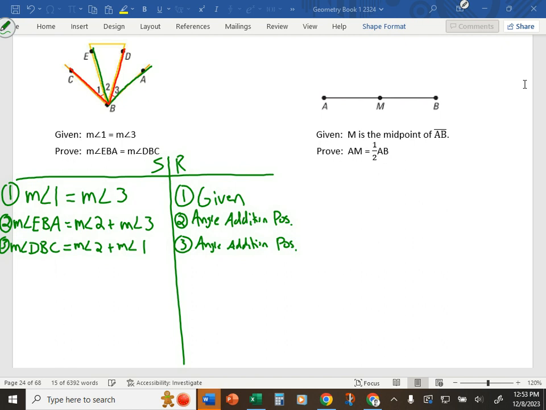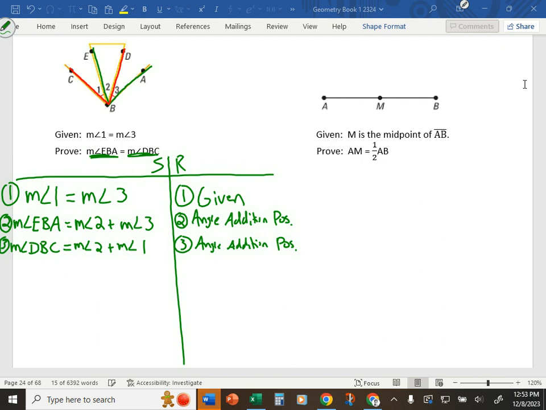Let's recap here. What we've done is we've taken our given statement, angle 1 is equal to angle 3, and then because we ultimately had to prove that EBA is equal to DBC, we've got to include them in the proof somehow. So we introduce them by saying what we know about EBA. All we know about EBA is that it's the sum of angles 2 and 3. All we know about DBC is that it's a sum of angles 1 and 2.